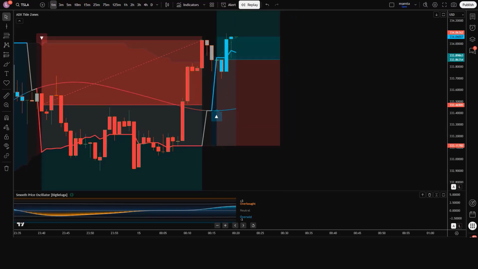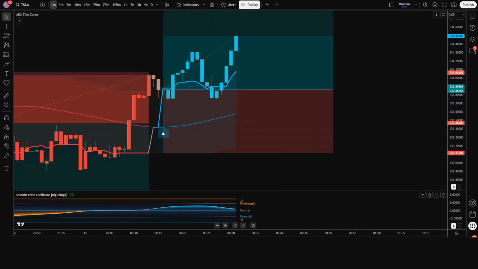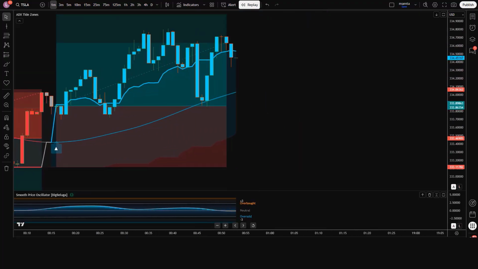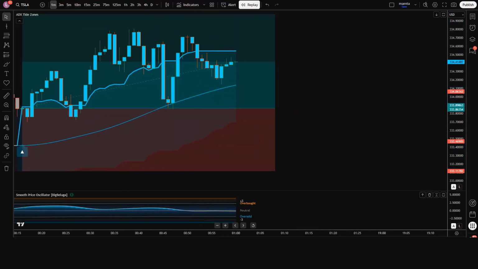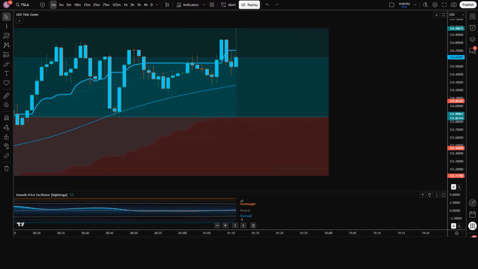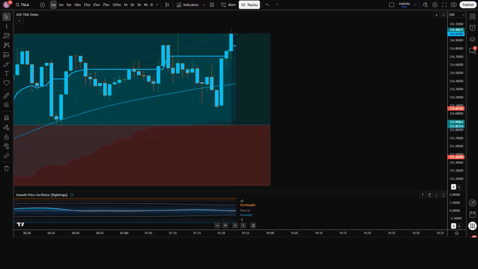And the risk to reward ratio will be 1:1.5. Let's see what happens to our trade. Our trade is running in profit. The market has completely hit the target.